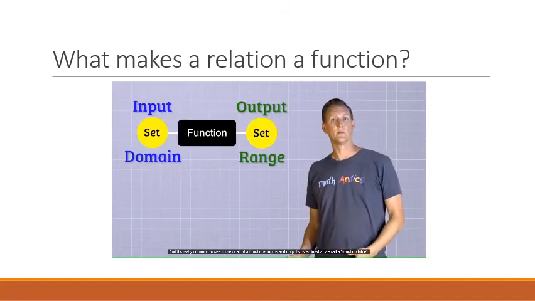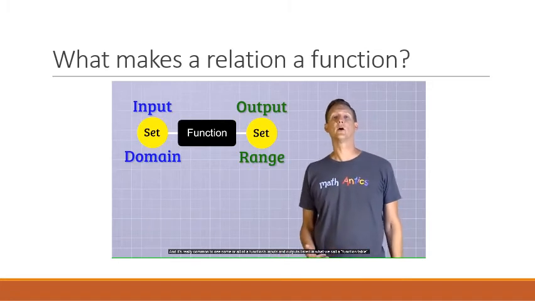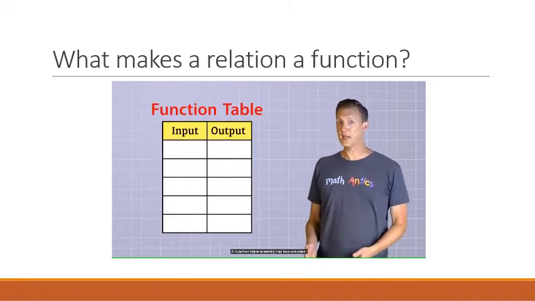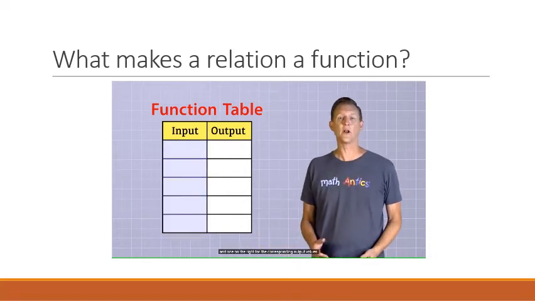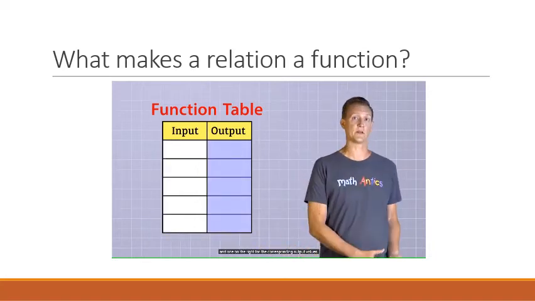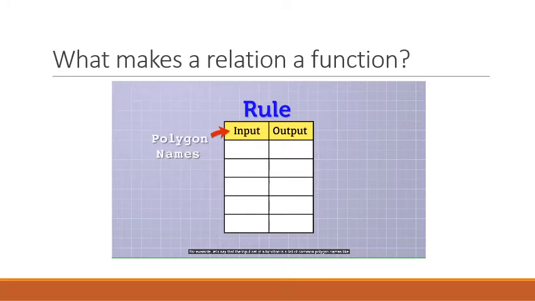And it's really common to see some or all of a function's inputs and outputs listed in what we call a function table. A function table normally has two columns, one on the left for the input values and one on the right for the corresponding output values. The function itself is often written above the function table in the form of some sort of mathematical rule or procedure. For example, let's say that the input set of a function is a list of common polygon names like triangle, square, pentagon, hexagon, and octagon.